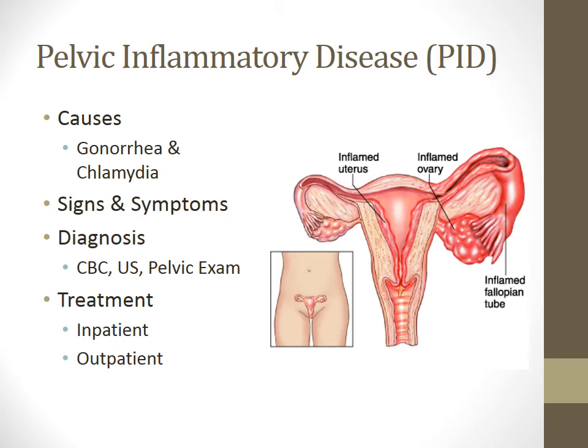To treat this, they may hospitalize the woman and give her IV antibiotics. They can give her cefotetan or cefoxitin plus doxycycline, or clindamycin plus gentamicin. So those are the spectrum of antibiotics that they're going to give her in the hospital. However, if treated on an outpatient basis, they're going to do ceftriaxone plus doxycycline, and they may add Flagyl, or they may just do ceftriaxone and doxycycline. The woman can become infertile as a result of PID if this is left untreated.